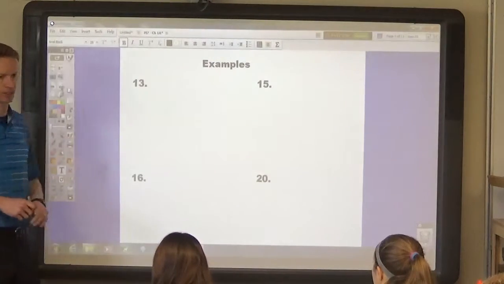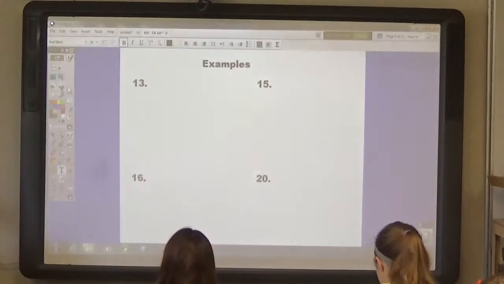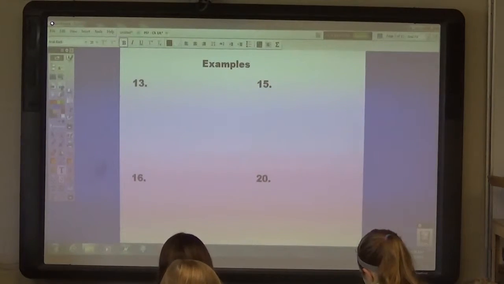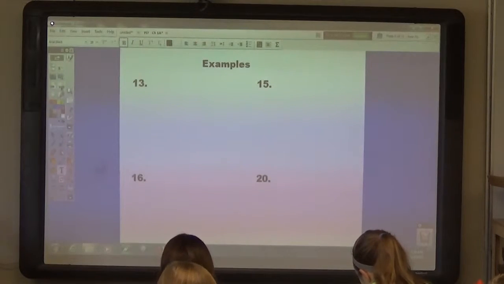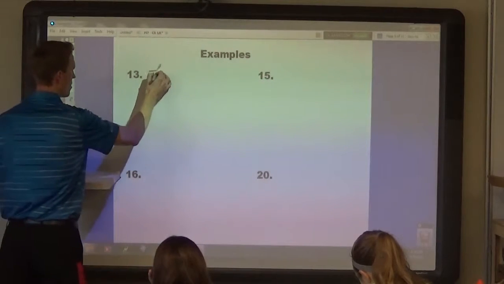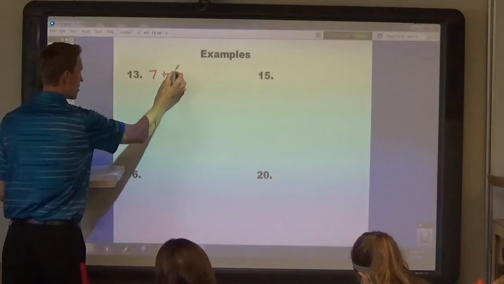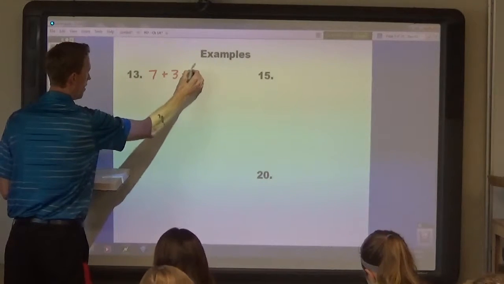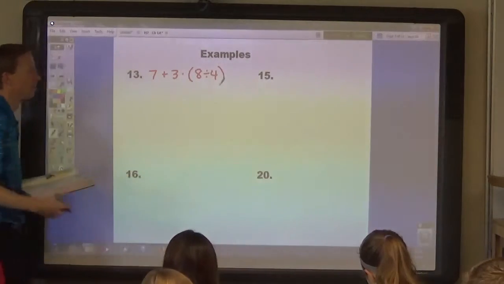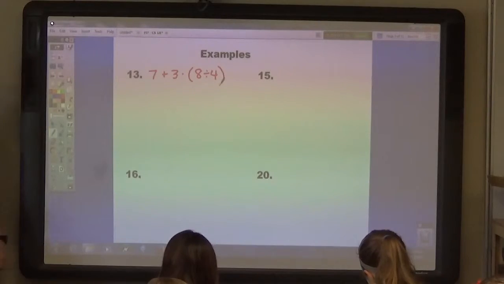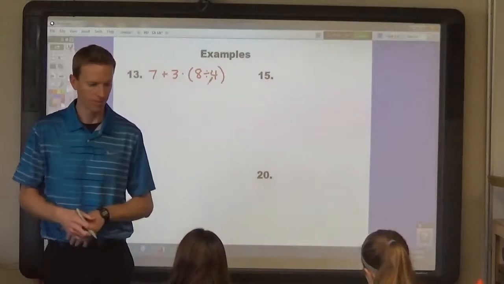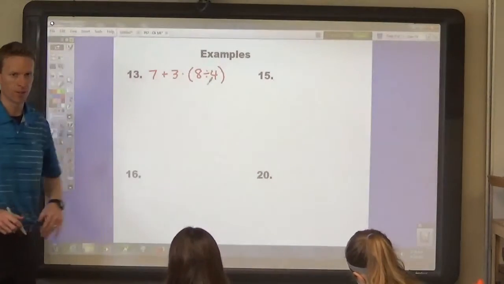Let's do these examples. And you might as well copy these down, because these are part of your homework assignments. Alright? So, these are from page 11. Your homework is going to be on page 11. Number 13. 7 plus 3 times 8 divided by 4. Now, most of the time, 8 divided by 4 will be written as a fraction, 8 over 4. Alright? But that's the way that this one is written.